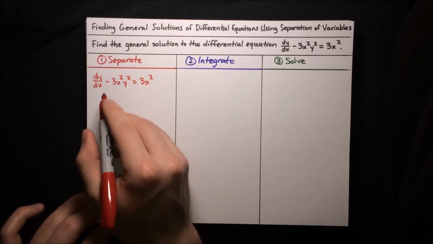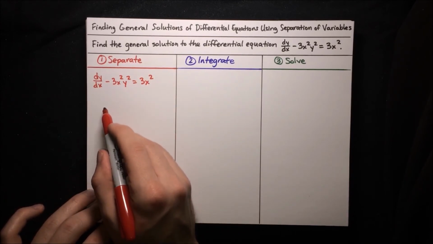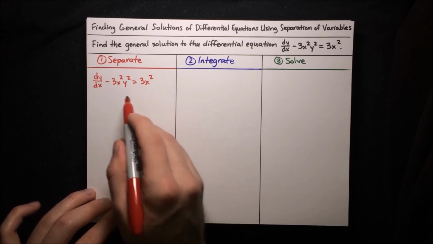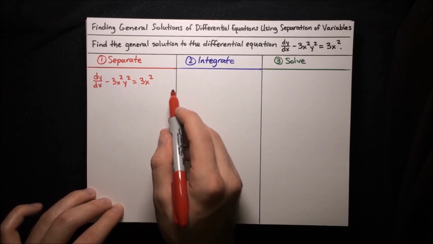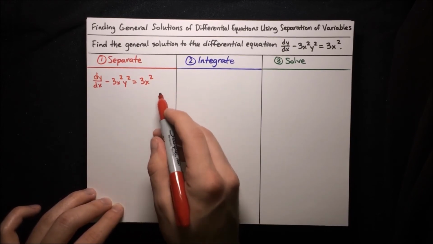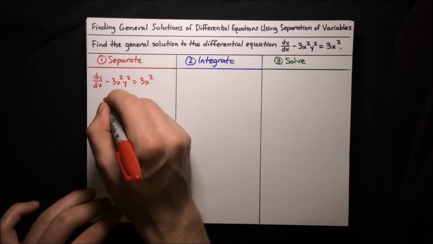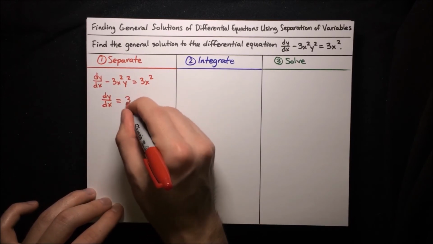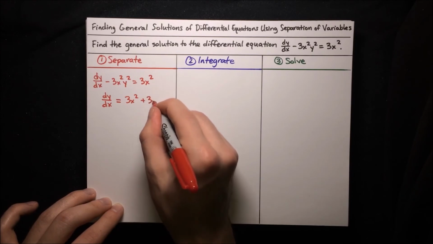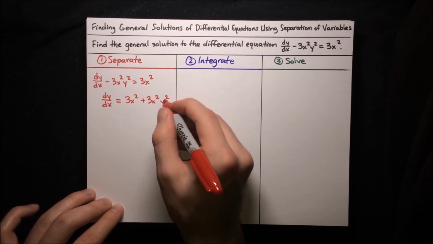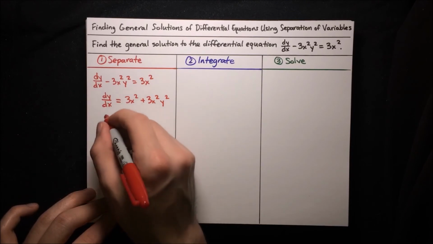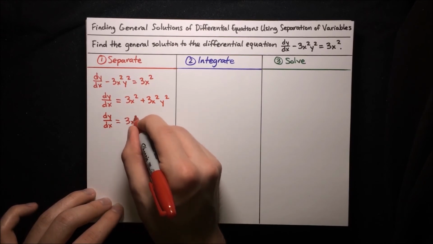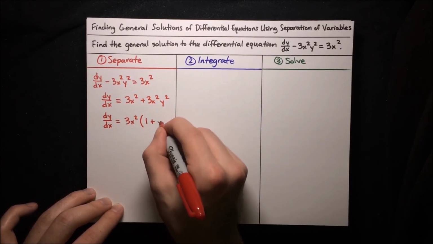And our goal is to get the dy/dx and all the y terms on the left-hand side, and then all the x terms on the right-hand side. Separate the x's and the y's. The trick to doing this is going to be to add this 3x squared y squared to the other side, so that we can factor out an x term and then divide out by the remaining y term. So we'll add that to both sides, and we get dy/dx equals 3x squared plus 3x squared y squared. And we see that we can factor out a 3x squared from both of these terms. So we get dy/dx equals 3x squared times (1 plus y squared).